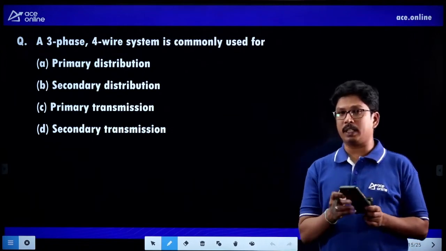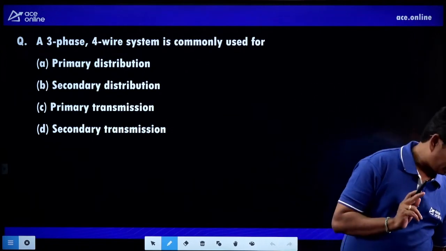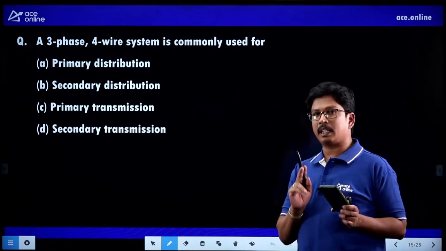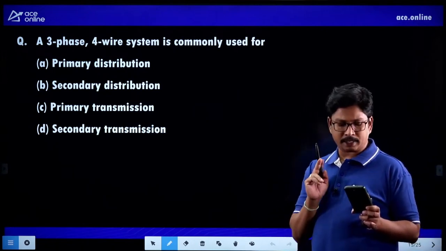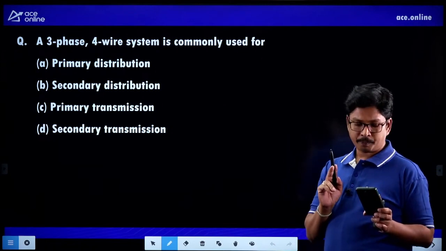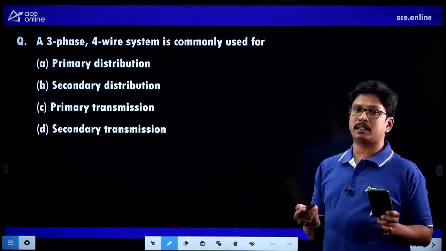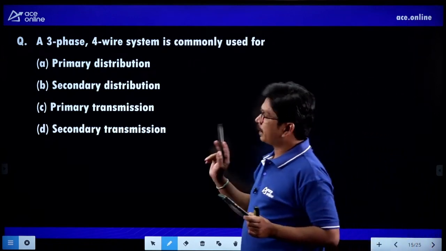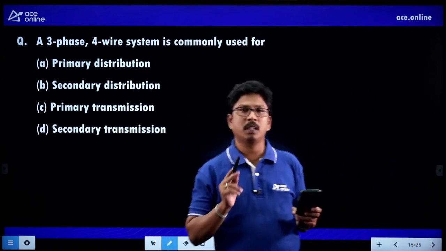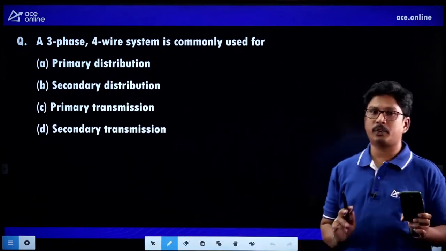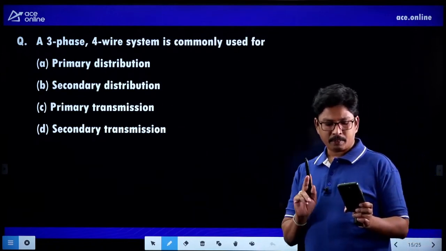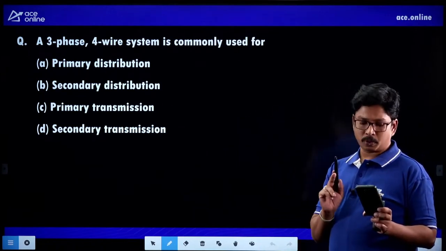Economical means 3-phase 3-wire only. 3-phase 3-wire is economical, as the number of conductors will be less. But even though it's not economical, we have to go for the 3-phase 4-wire system whenever you are having 440 volts. To connect single phase loads for 440 volts, we are going for the 3-phase 4-wire system.